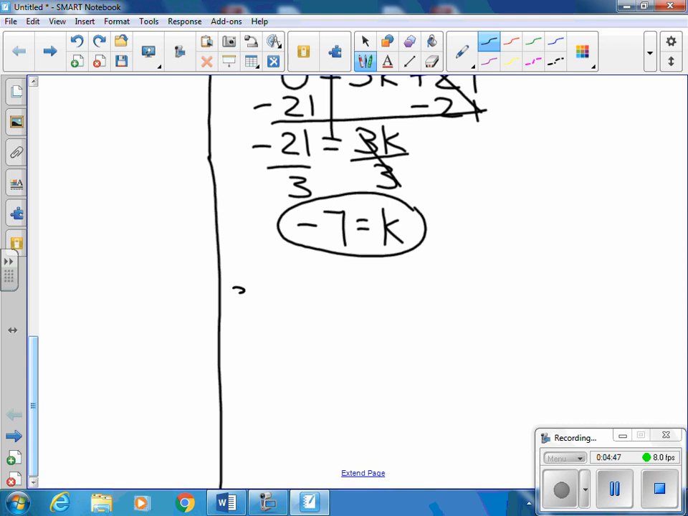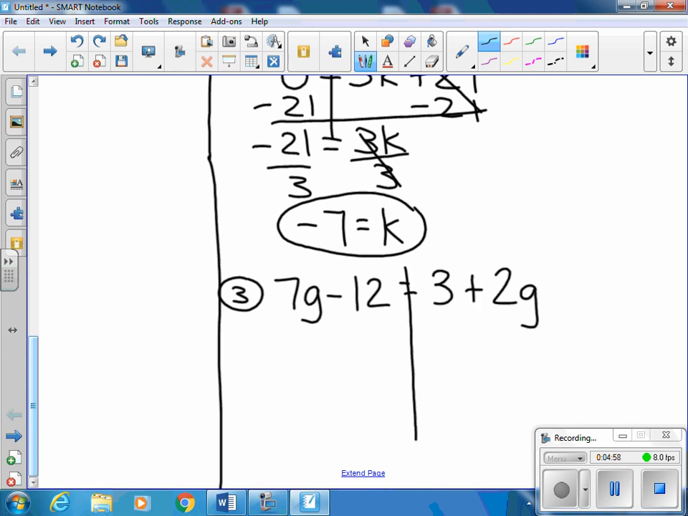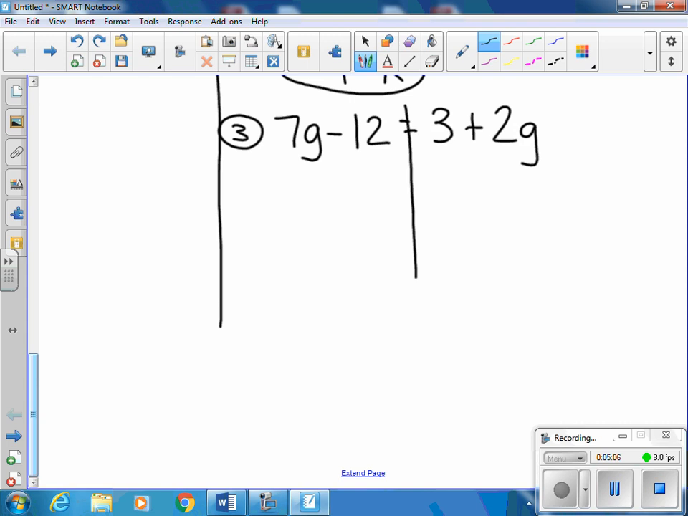All right, next one. If I have 7g minus 12 equals 3 plus 2g. All right, here's my wall, and if I'm looking at the variables, I've got 7g and positive 2g. Well, positive 2 is smaller than 7, so that's the one I want to move. It is a positive 2g, so in order to move it, I need to subtract 2g to the other side. Okay, and that cancels it off.